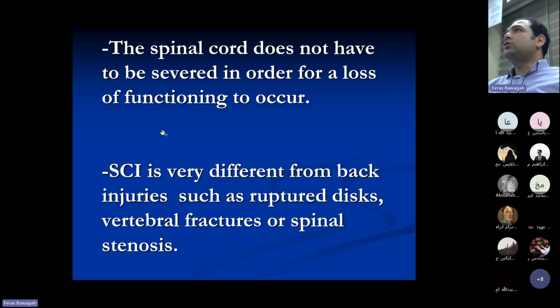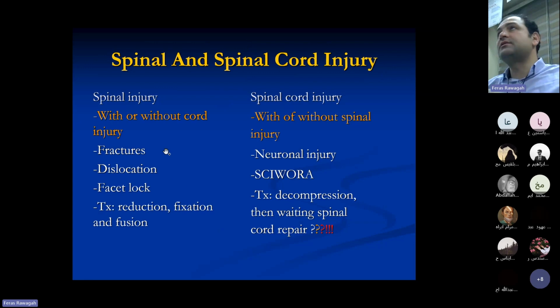Now, the spinal cord does not have to be severed in order for a loss of function to occur. Just a contusion can result in spinal cord loss of function, or just compression or ischemia, for example. The spinal cord injury is very different from back injuries such as ruptured disc or vertebral fracture or spinal stenosis, and here is the difference.